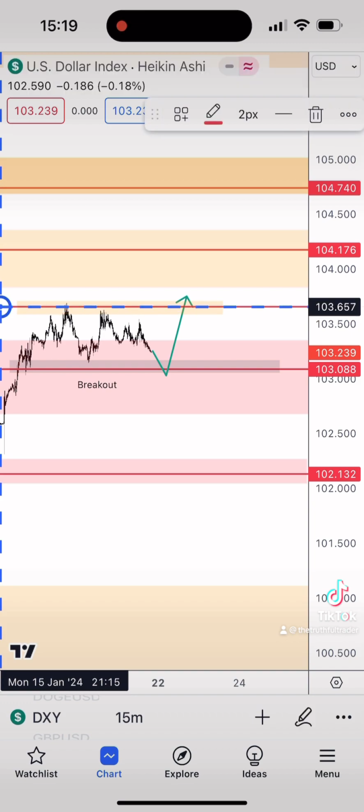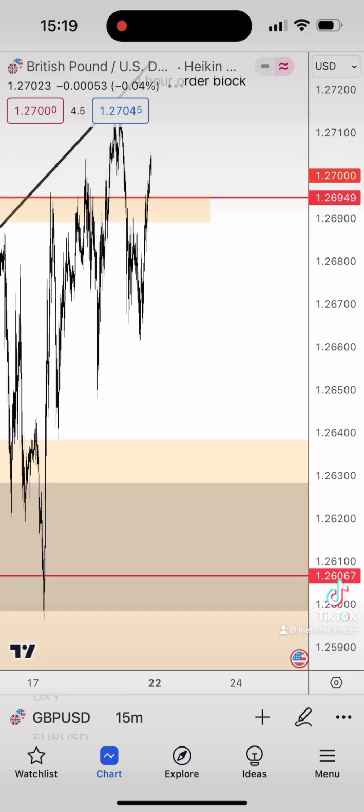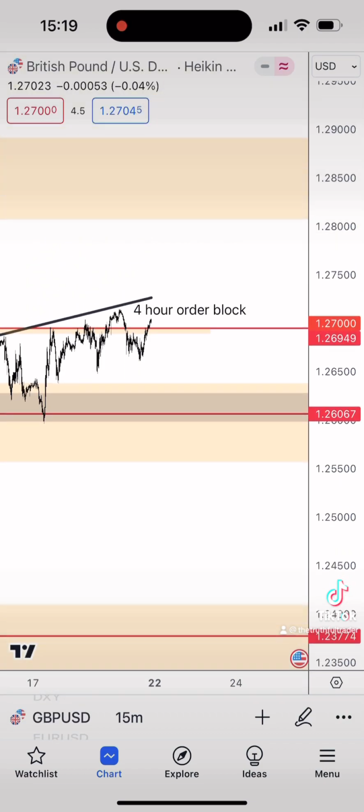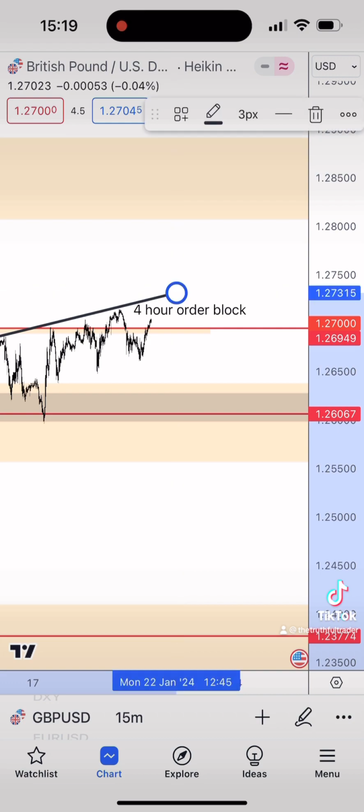One thing to note is there's not much news on the dollar, so whether that makes it weaker or not, we shall see. Here's the GBP USD.